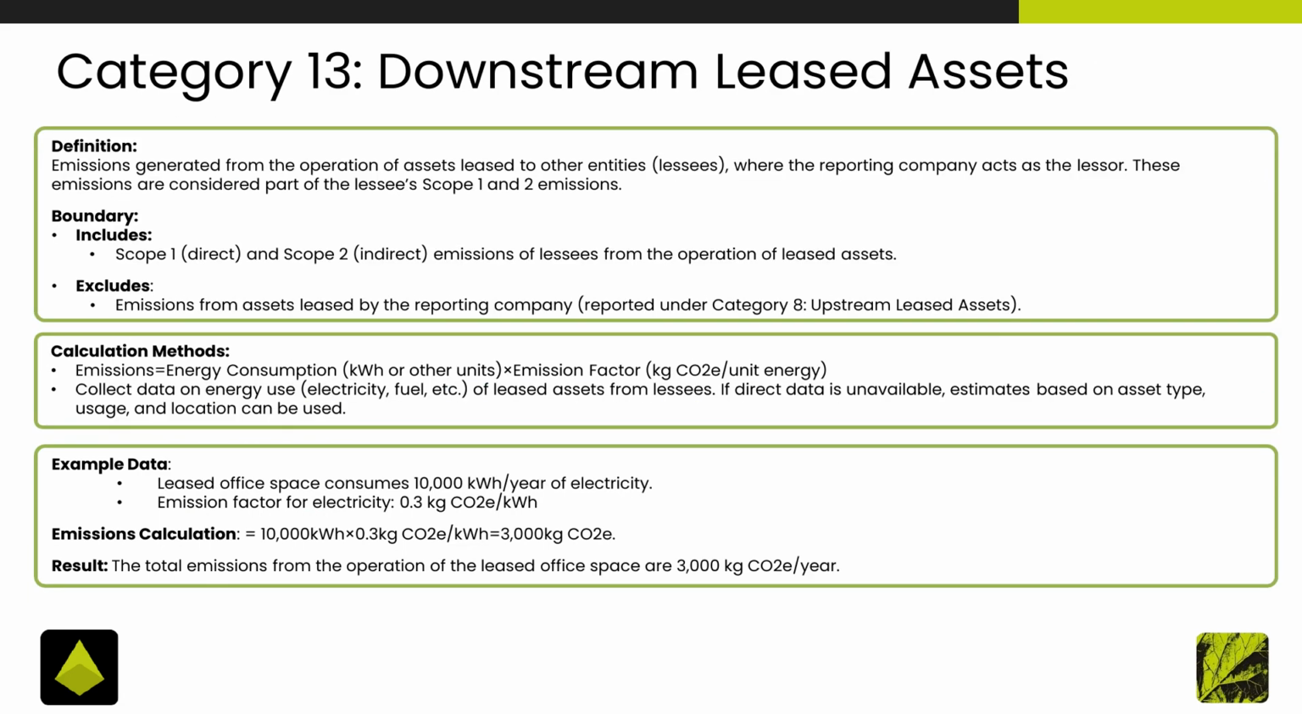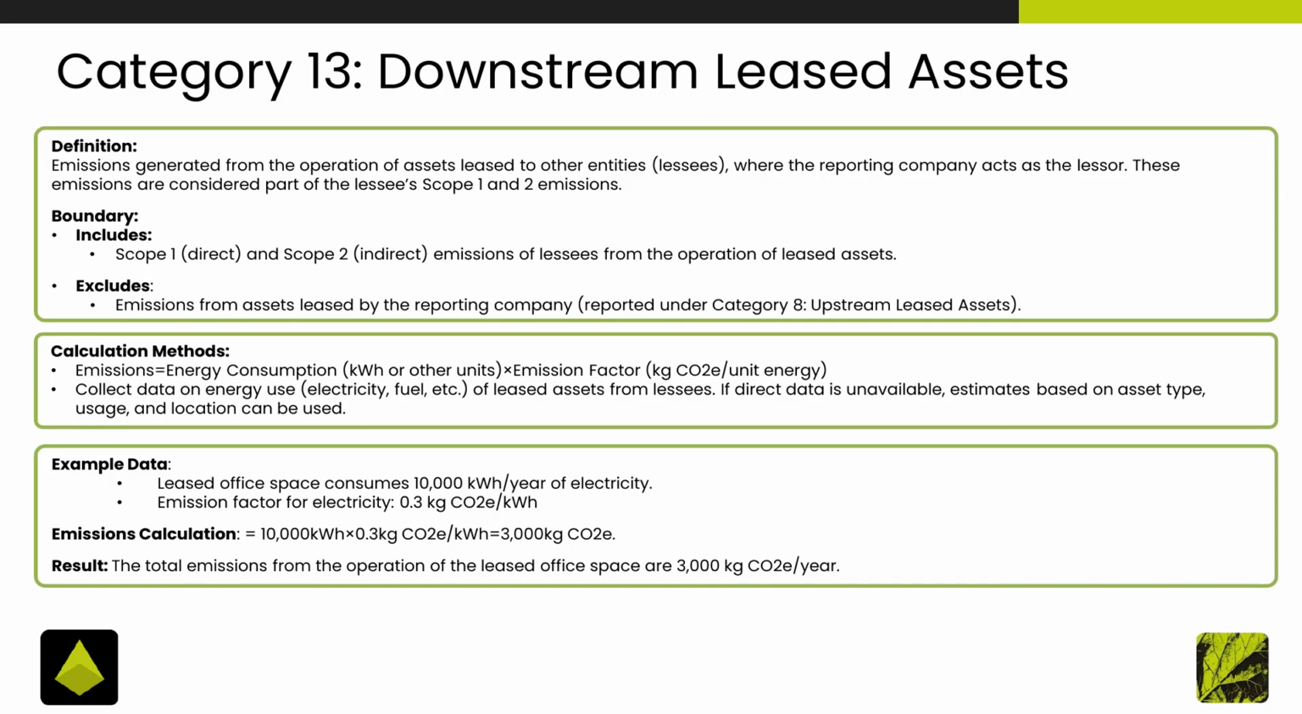Category 13, downstream leased assets, includes emissions from assets leased to other entities where the company acts as the lessor. These emissions aren't part of the lessor's Scope 1 and 2. The boundary covers leased asset emissions reported under Category 8.